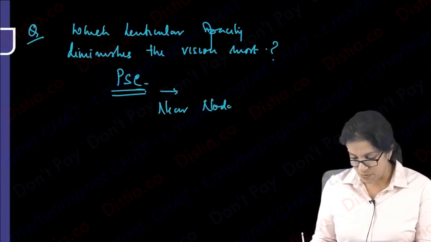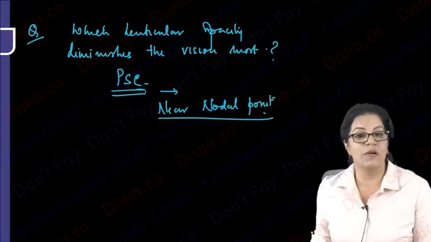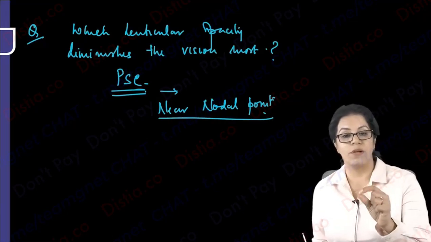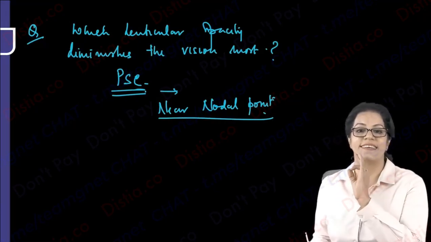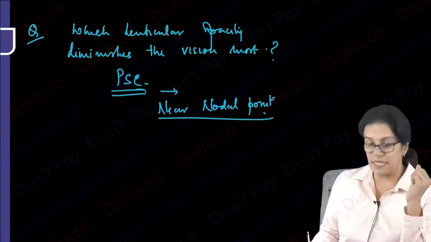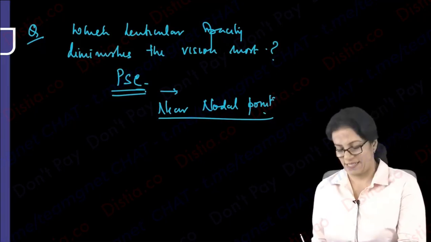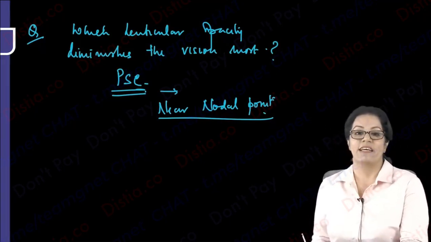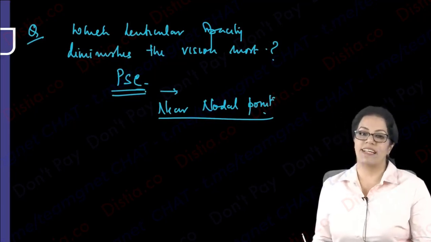I've talked about the nodal point in my introduction chapter. Please go through it. Near the nodal point of the eye, which is the first focal point situated just behind the lens. Okay? So, this is the reason PSC will diminish the vision most. Okay. This was your anatomical classification.